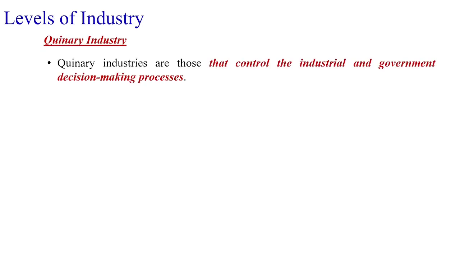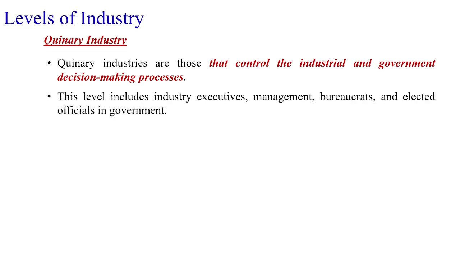And the last one, quinary industry. Quinary industries are those that control the industrial and government decision-making process. This is an interesting one. This level includes industry executives, management, bureaucrats and elected officials in government. We can consider such a type of industry as a government industry.